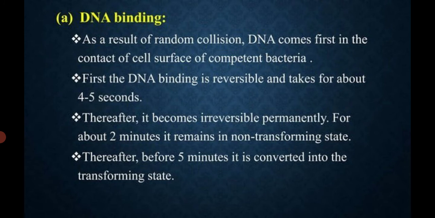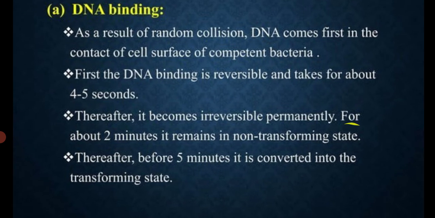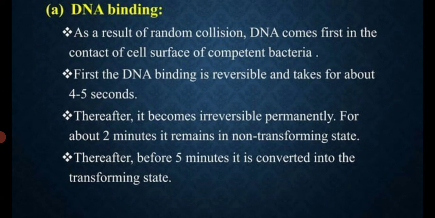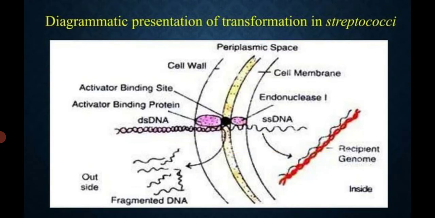Now the events which occur in transformation. First is DNA binding as a result of random collision. The donor DNA comes in contact with the cell surface of the recipient competent bacteria. At first, the DNA binding is reversible. It takes 4 to 5 seconds. Thereafter, the binding of DNA becomes irreversible, and for about 2 minutes it remains in a non-transforming state.